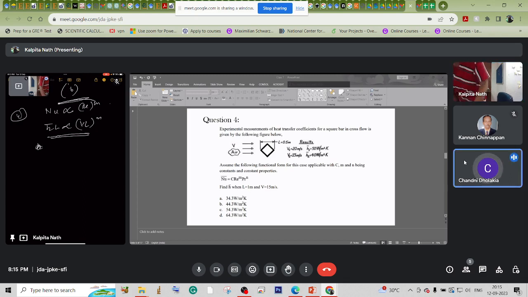Ma'am, L value we have to put 0.5, right? For both. L values are different for the first case and the third case. So put accordingly. For the first and second, both it will be 0.5, but for the third, we have to put 1 meter.